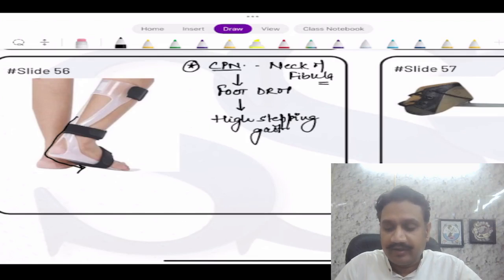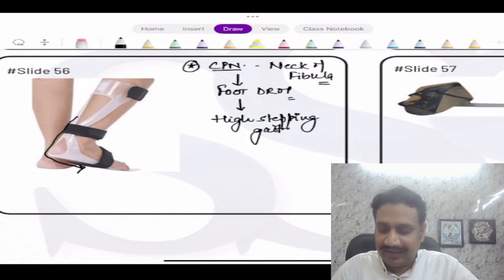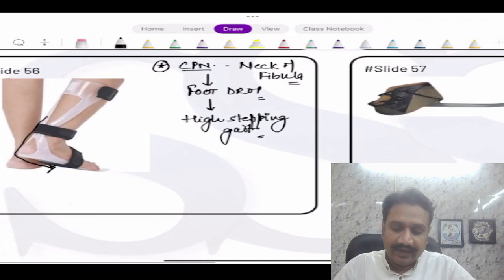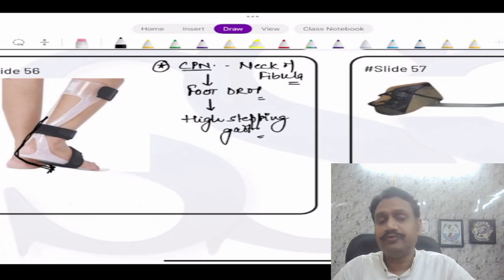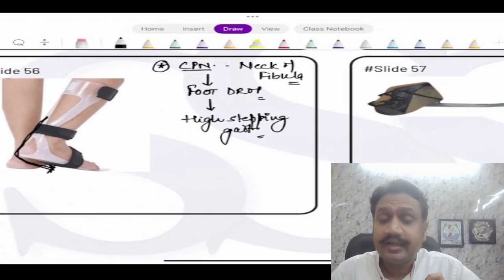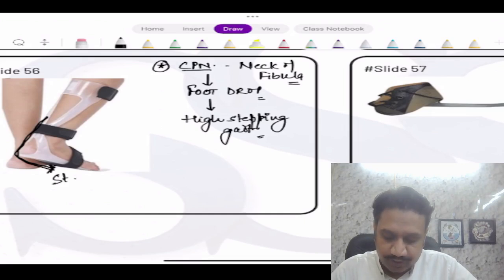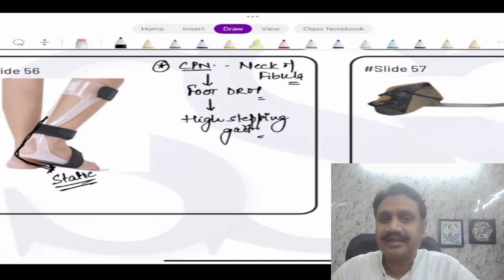Okay, neck of fibula is the site, foot drop is the presentation, and the patient's walk will be a high stepping gait. All right, that is the foot drop. And this splint will not allow the foot drop. And what kind of splint is this? Is this static or is this dynamic? So please remember, it has to be a static splint, right? It is not allowing any mobility, so it has to be a static one.